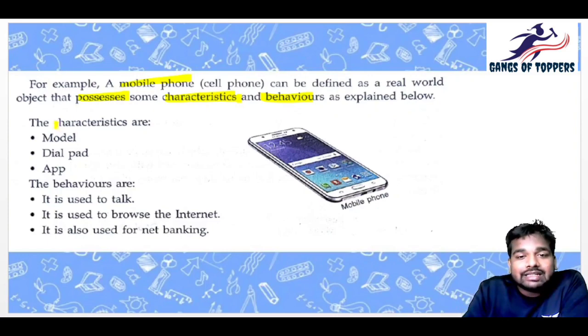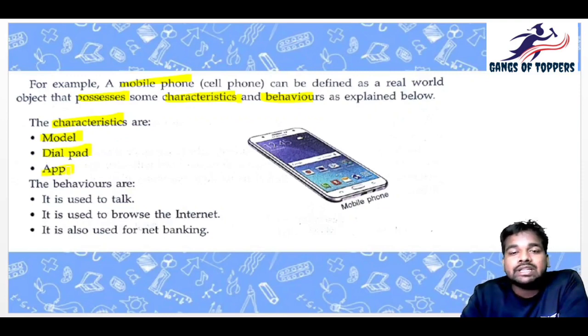So now what is the characteristic? First one we can say the mobile model, what is the model number, second the dial pad, and the app. So these are the characteristics of the mobile phone, and the mobile phone is a real world object.